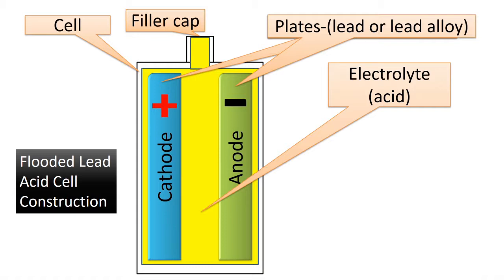A battery is a simple energy storage device that stores electrical energy as chemical energy. In a flooded lead acid battery, there's an anode and a cathode made of lead or alloy, which are suspended in electrolyte liquid acid. Electrons move back and forth between the anode and cathode through chemical reactions within these three basic building blocks.